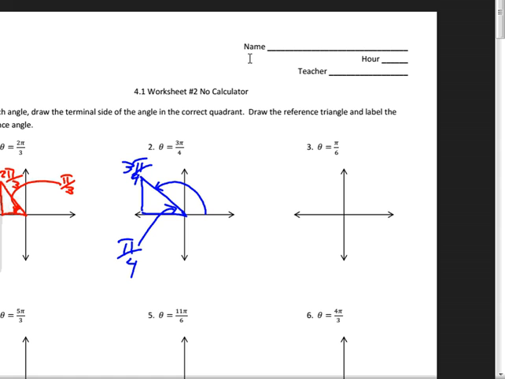Get it? 1 pi over 6. It's like 30 degrees. Drop down. Triangle. Reference angle. Right there. 30 or pi over 6.